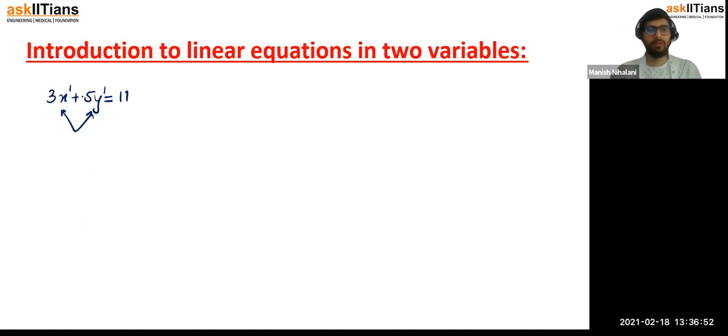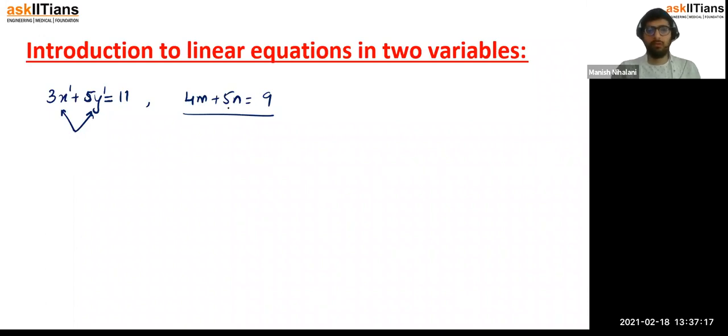And apart from this, there are certain more equations, for example, if I ask you 4m plus 5n is equal to 9. So this is also a linear equation in two variables. Instead of x and y, we have two variables m and n here, right? So this is what linear equations in two variables means.